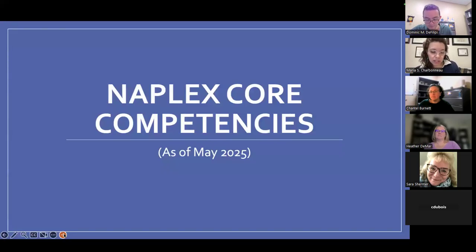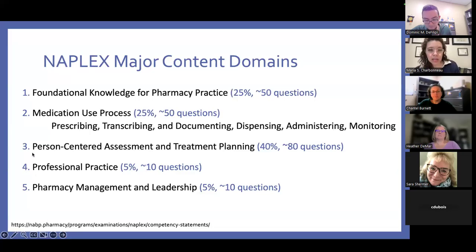So I told you that the NAPLEX is changing as of May 2025. So these are the new competencies. It's broken into 5 sections, and the NABP website, as you can see at the bottom, is directly where the information is coming from. The NABP website gives us a general sense of how many questions-ish they're asking per section. Again, it's 225 questions total. They're asking about 50 questions on foundational knowledge for pharmacy practice, 50 questions-ish for the medication use process, and they define that as prescribing, transcribing, documenting, dispensing, administering.